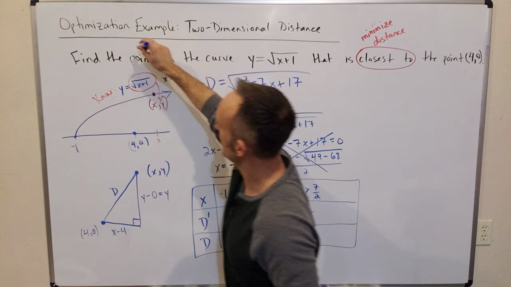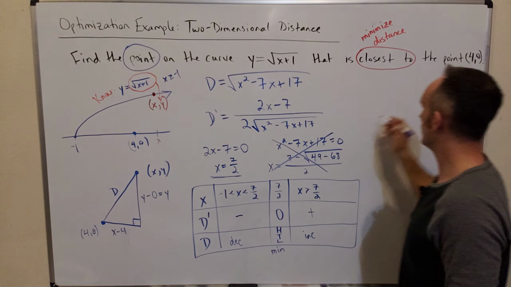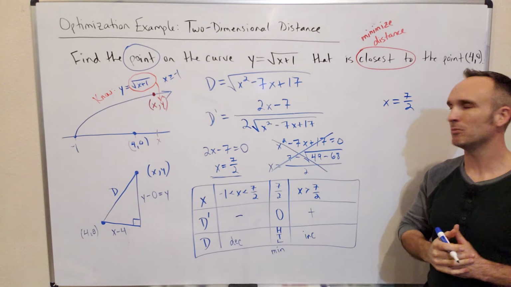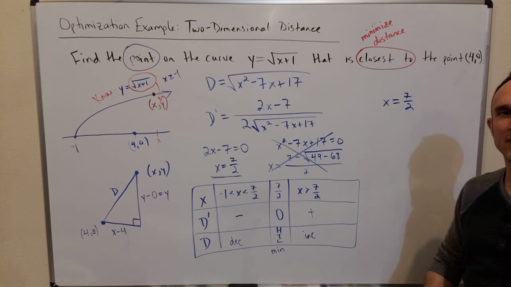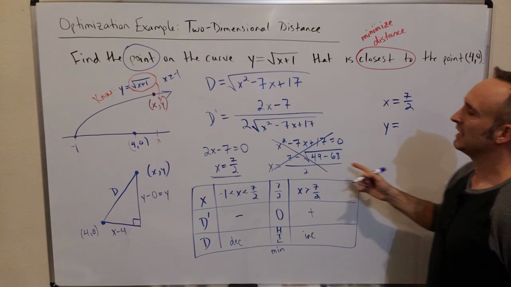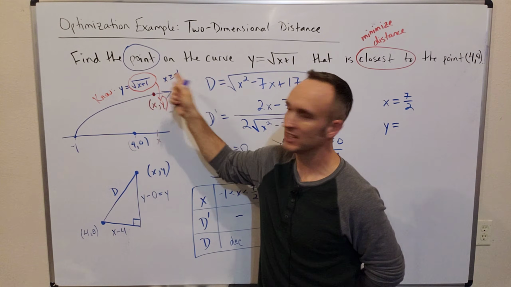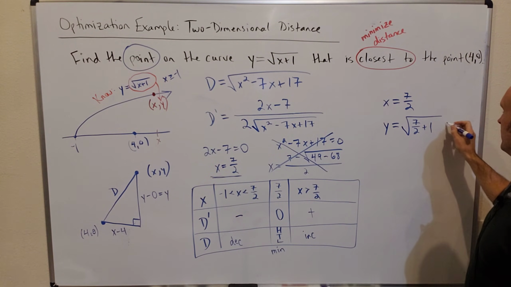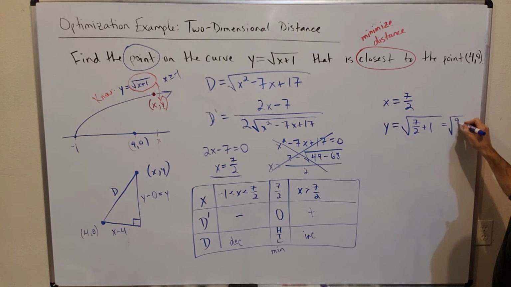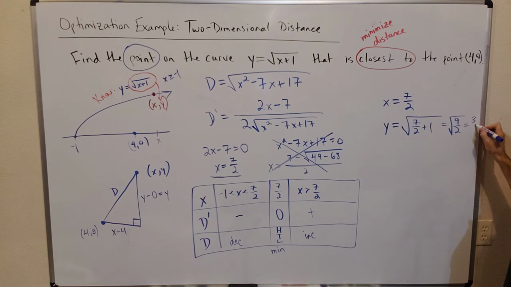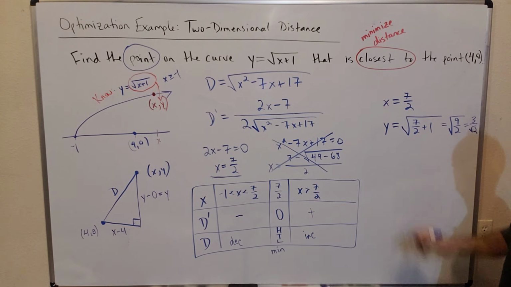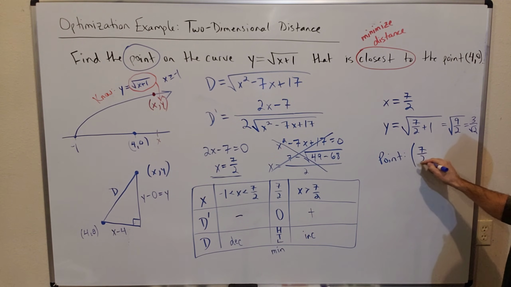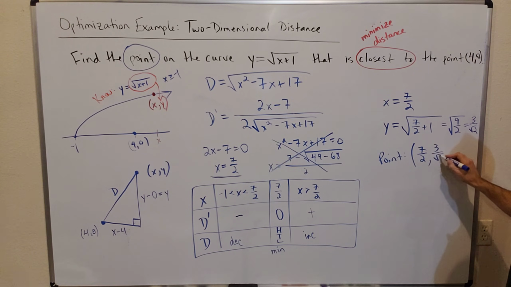The question asks us to find the point, right? I have to find the point. Well, I know that for the point, I need my x value. It's an ordered pair, so I need my x and I need my y. So I know that x is 7/2, but I also need to know y. And I know that y is the square root of x plus 1. So I can say that y is the square root of 7/2 plus 1, which is the square root of 9/2. And if we simplify a little bit, we get 3 over the square root of 2. So the point that we're searching for here is the point where x is 7/2 and the y is 3 over the square root of 2.